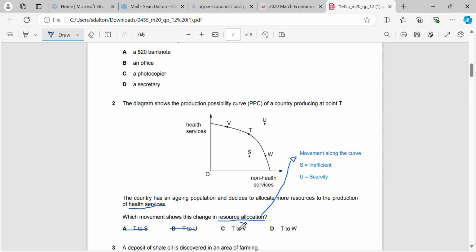T to V, what happens there? We look here, we're making less health services. When we move to V, then we're making more health services and less non-health services. So that's going to be our correct answer. T to W would be the opposite effect. We're moving from health services to non-health services. And that's not what the question asks us.